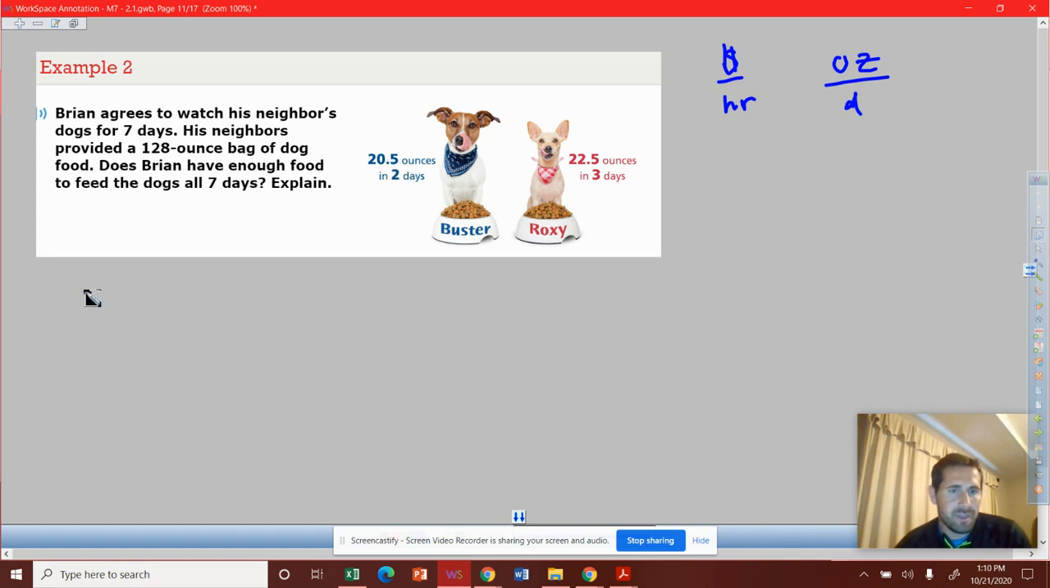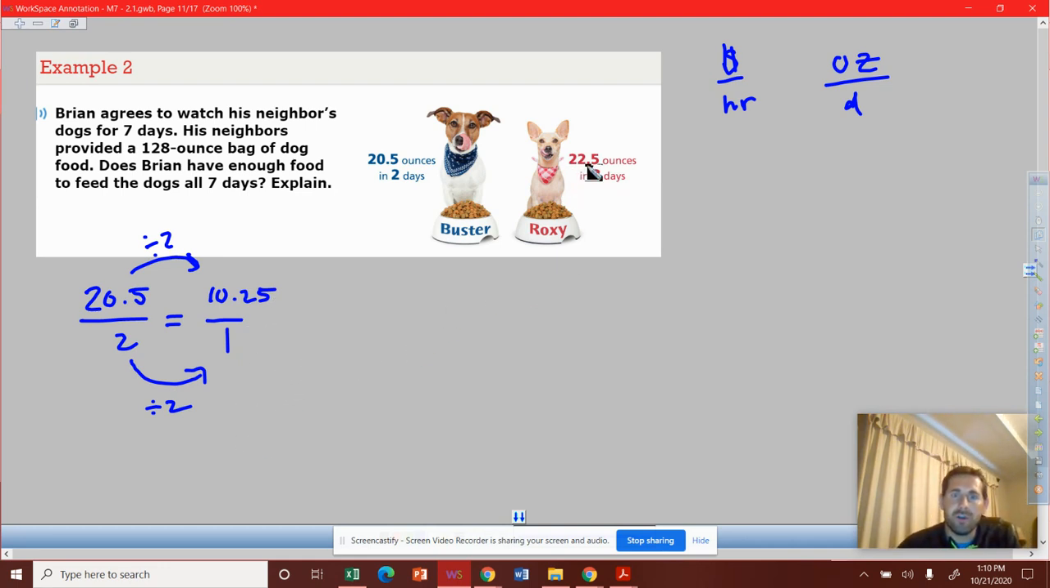So really quick, you've got 20.5 ounces per 2 days, but we want to figure out what he eats in 1 day. So what did we do to 2 to get to 1? We divided by 2. What are we going to do to 20.5? We're going to divide it by 2. So when we divide by 2, you get 10.25.